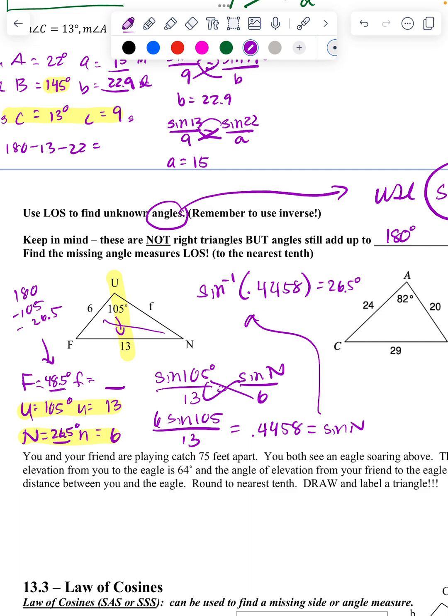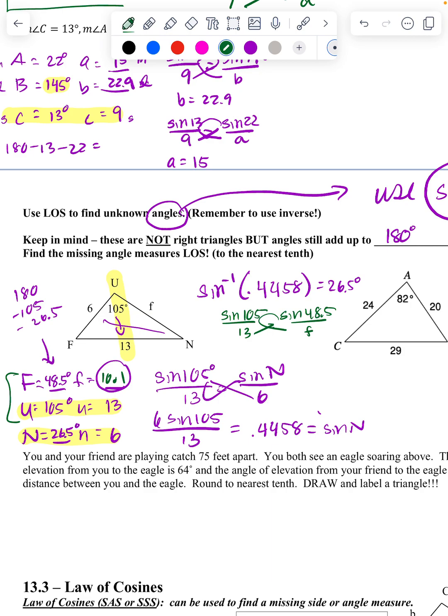And then to find side F, I'm going to have to use law of sines to find a side like I've been doing. So let me make a little space here. I would set it up probably with these 2 and have the sine of 105 over 13 equals the sine of 48.5 over side F. Multiply these 2, divide. So 13 times the sine of 48.5, close my parenthesis, divide by the sine of 105, and I'm finding that side F is about 10.1.